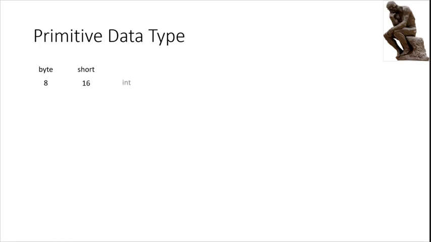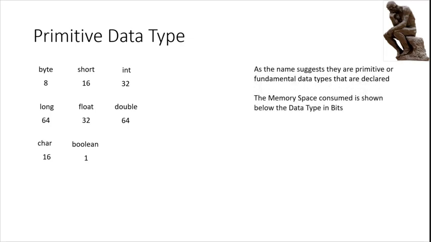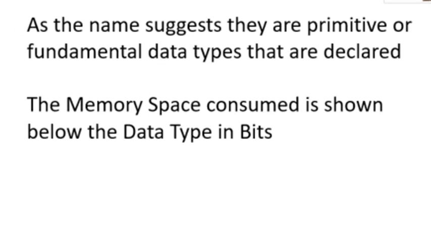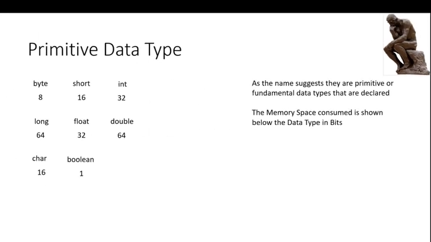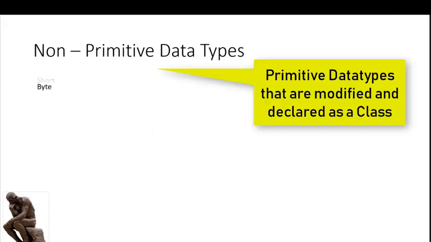For example, a byte consumes 8 bits, a short consumes 16, an int takes 32 bits, long takes 64 bits, a float takes 32 bits, a double takes 64 bits, a char takes 16 bits, and a boolean consumes 1 bit. Ever since programming evolved, these are data types that are being used, and therefore we call them the primitive data types.